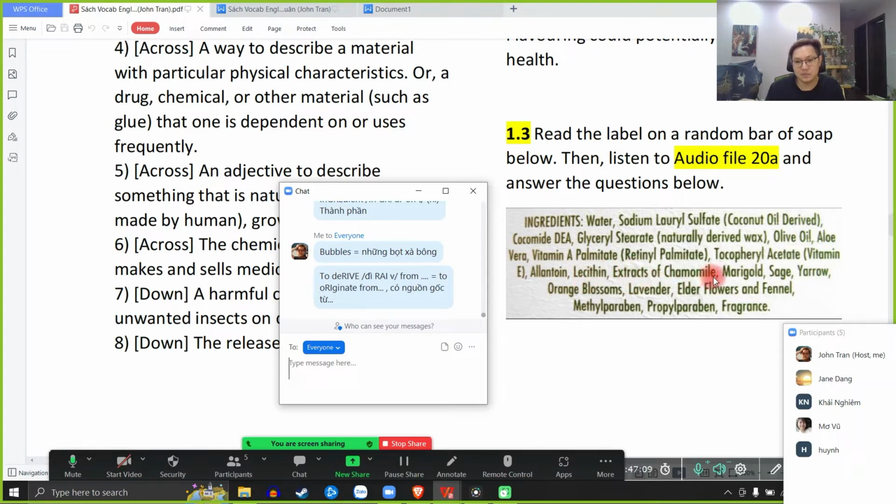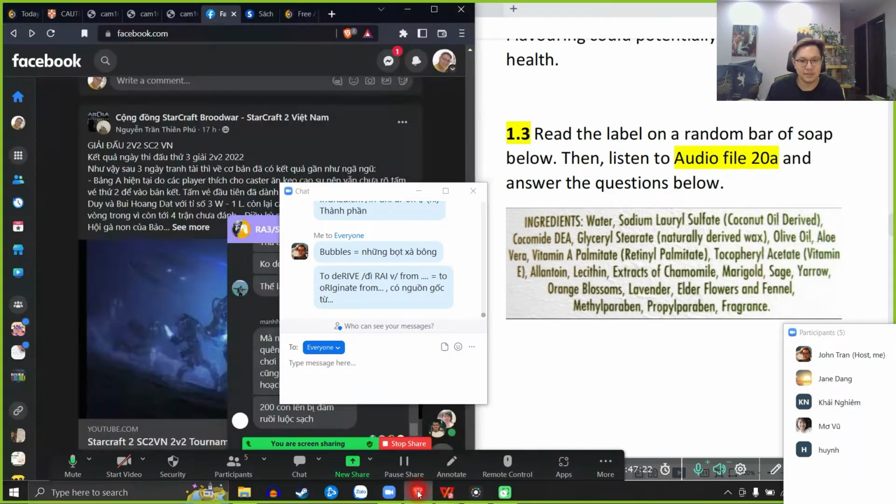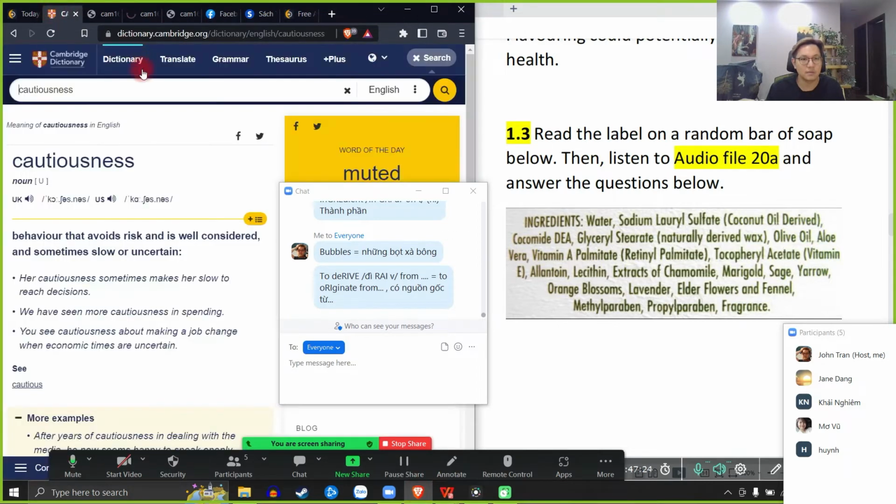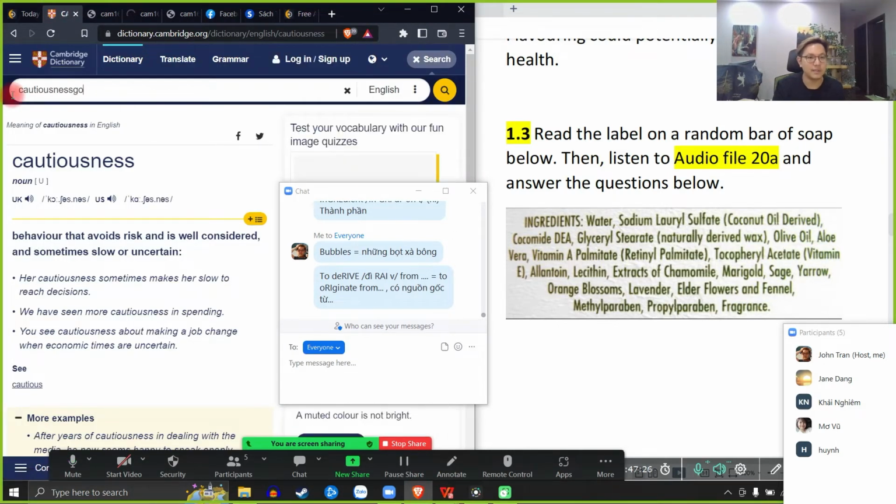Extracts of chamomile. Dẫn xuất hoặc là cái gì ta? Chiết xuất từ bông cúc. Extract of chamomile. Marigold là một cái hoa gì ta? I don't know what marigold is. Let me check. Marigold.